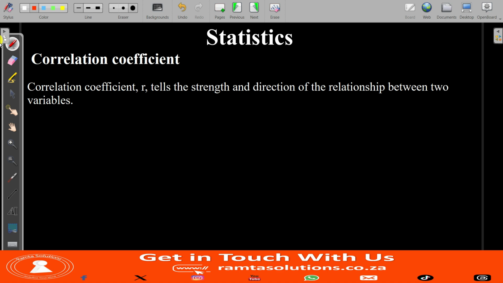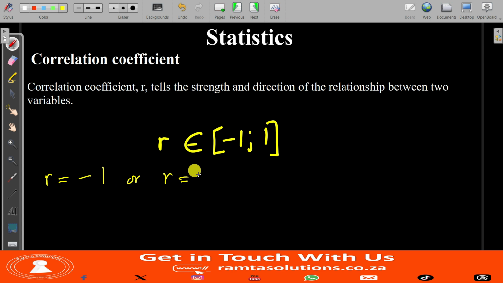So, with our correlation coefficient, one thing you should know, guys, is that the correlation coefficient R is basically between the values -1 and +1, all included. Okay? So, if R is -1 or R is +1, it means we have a perfect correlation. That means there is no deviation whatsoever.